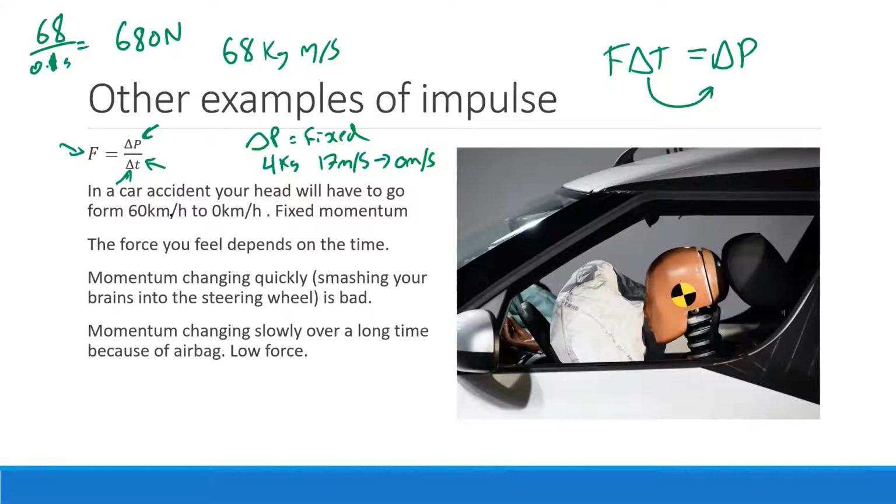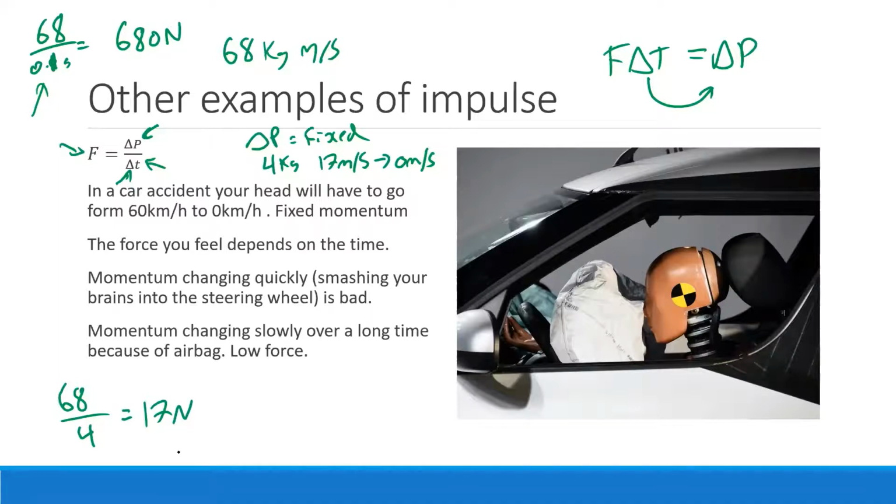Now, what if I could change this number down the bottom? That would be really great. If I could maybe change it to, let's say, even if it was just 4 seconds. 68 divided by 4, even that is going to be a bit preferable to me. That's going to mean that I'm going to experience 17 newtons. Still going to hurt, but it's not going to be as painful. And so I want to experience that change in momentum over a longer time to get a lower force.